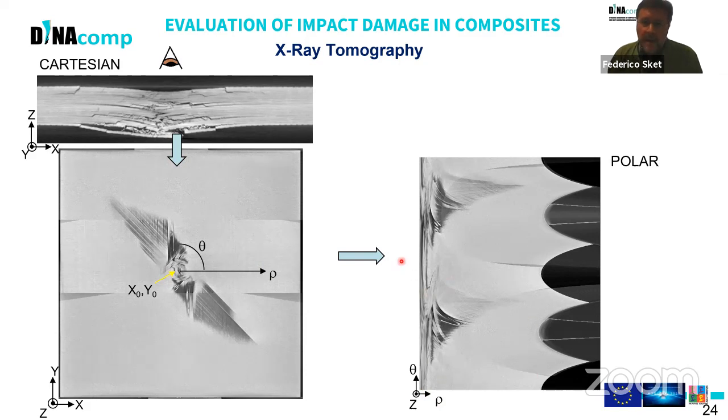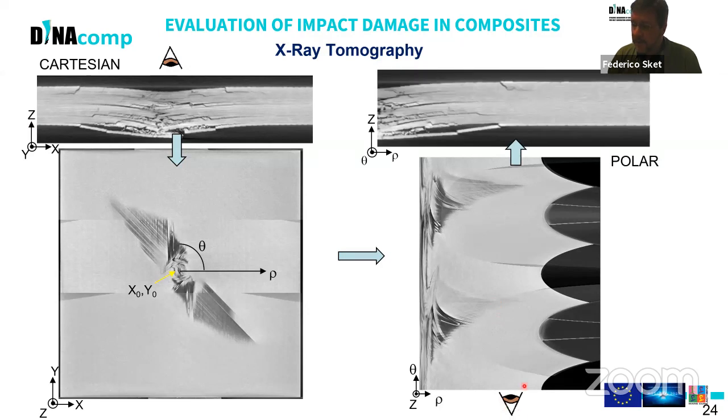So we can repeat this operation for every XY plane, or every Z position, and get the transformation of the whole volume into polar coordinates. And this polar volume can be viewed from different angles. We obtain something like that, in which here we have the impact center, the radius, and when we go along the different slices, what we get are different angles of the same volume.